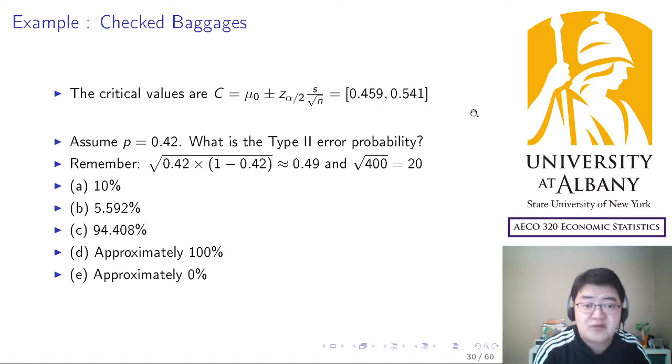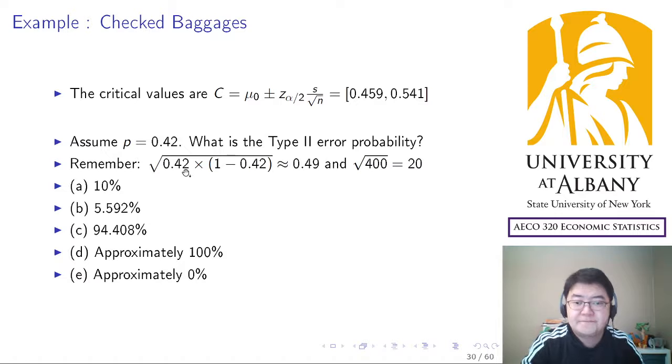Now then, calculate the type 2 error probability by yourself. Using the new critical values, using the new sample size, and under the assumption that p equals 42%, calculate the probability. Pause the video here. 3, 2, 1.